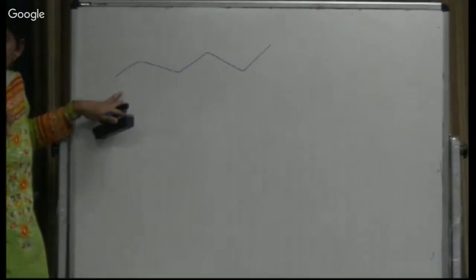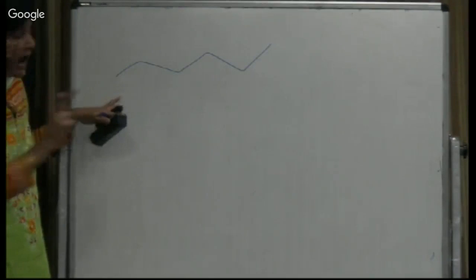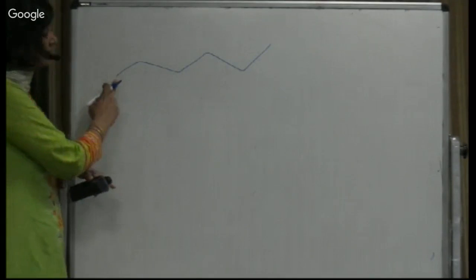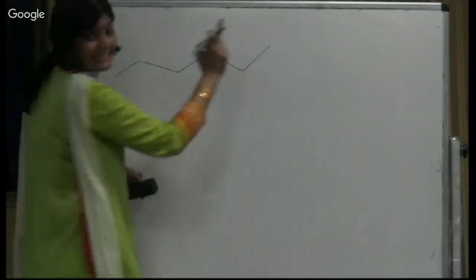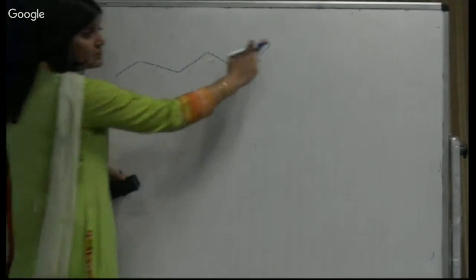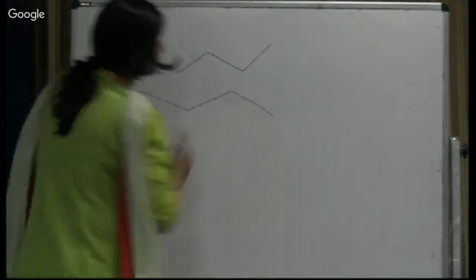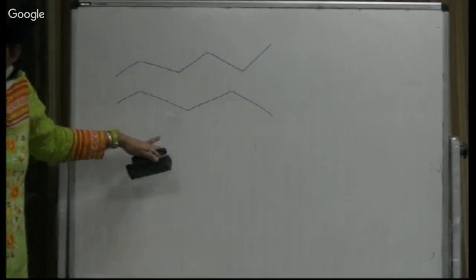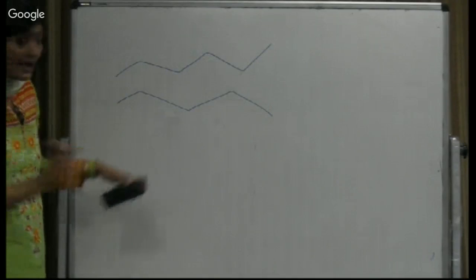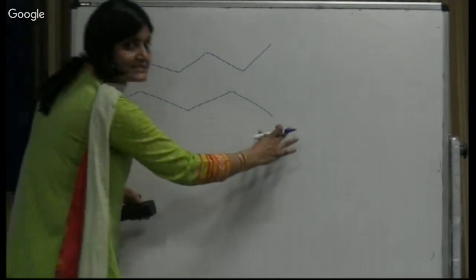the terminal carbons are on the opposite sides. How many carbons are these? 6, right? The terminal carbons are on the opposite side, whereas in an odd chain compound, you find that the terminal carbons are on the same side.